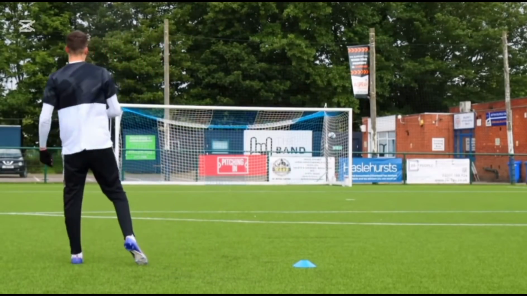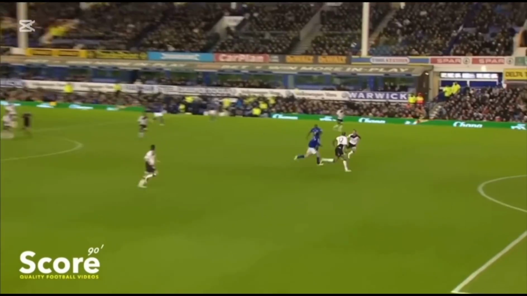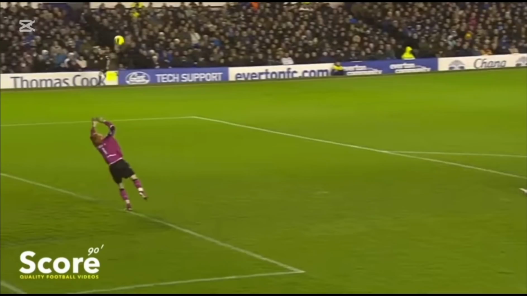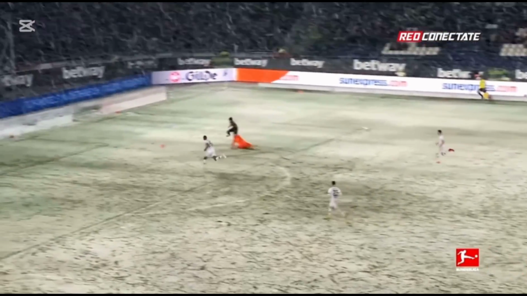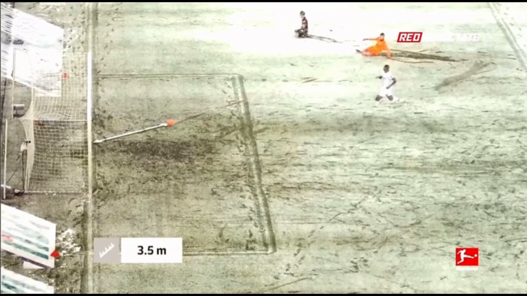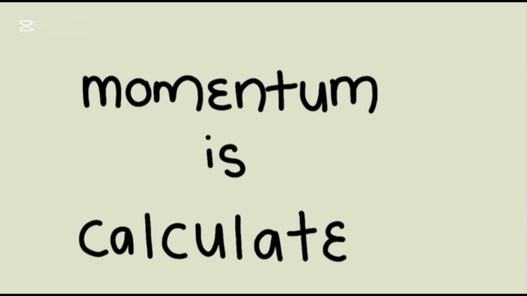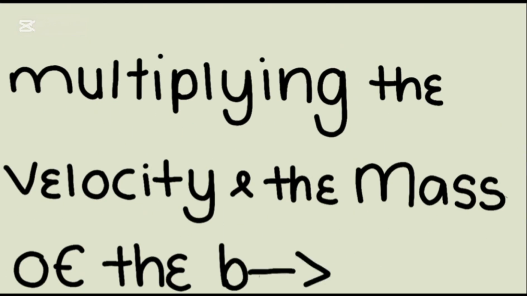Momentum affects how far the soccer ball goes when kicked. If the player has a lot of momentum when they come into contact with the ball, it will move faster and further away. On the other hand, if there was not enough momentum, the distance that the ball covers will be less irrespective of how hard the ball is kicked. Momentum is calculated by multiplying the velocity and the mass of the ball.